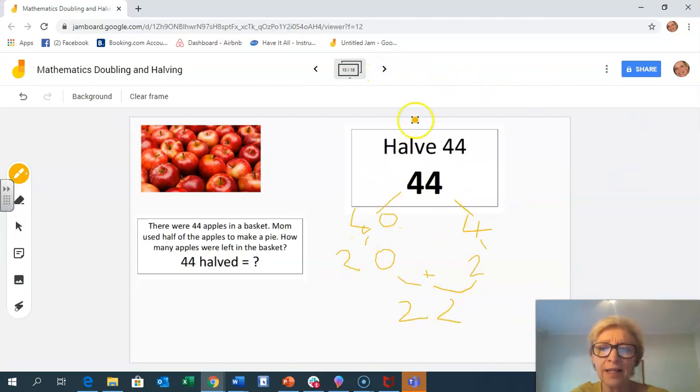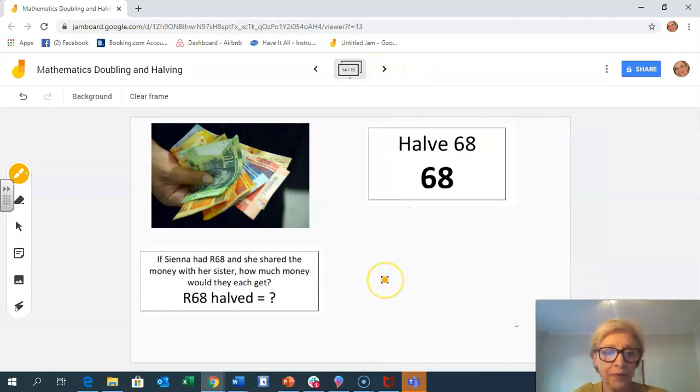Setting out like this is important to keep your work accurate. And the next one: if Sienna had 68 Rand and she shared the money with her sister, how much money would they each get? Well, what's the first thing we're going to do, grade 3s? We're going to split our number. We're going to halve our number after we've split it up into 2 parts. We're decomposing the number. So we need to now halve 60.